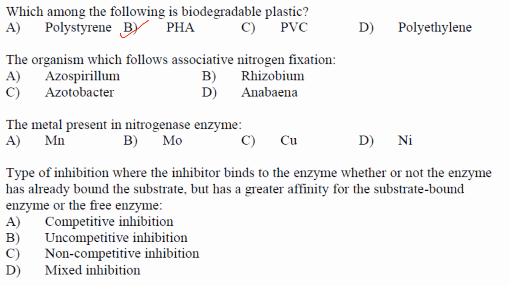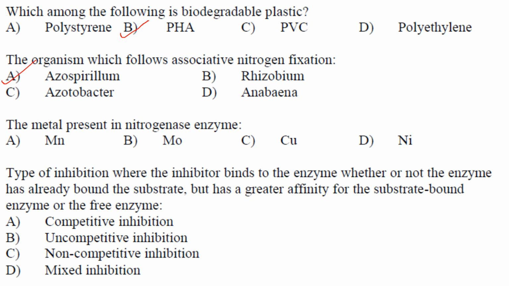The organism which follows associative nitrogen fixation. So associative nitrogen fixation, the nitrogen fixing bacteria live in close association with the plant. And they will not form root nodules and they will not reside inside root nodules also. These bacteria fix atmospheric nitrogen and make it available to the plant, while the plant provides carbohydrate and other organic compounds. So azospirillum is a free living nitrogen fixing bacteria and associates with plant roots for fixing nitrogen.